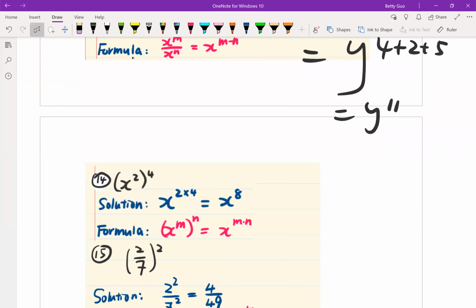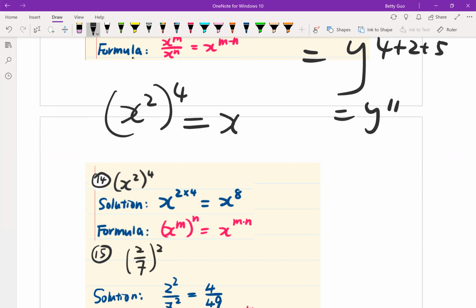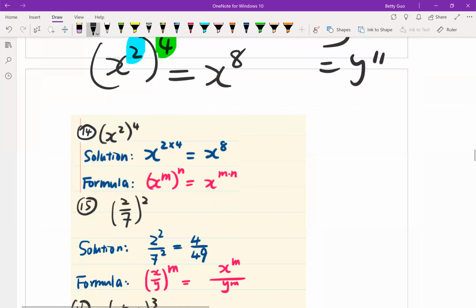Number 14, very straightforward. x to the power of 2, and then to the power of 4. Remember the name of the formula is called the power rule, right? So you keep the base, and how do you deal with the two exponents? Multiply. Awesome, very good. 2 times 4 is 8. So the result is x to the power 8. Question? Very straightforward, right?